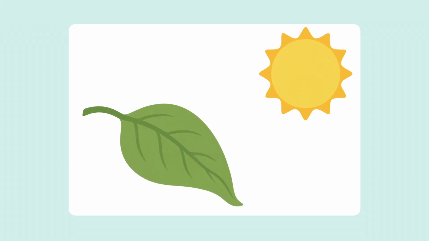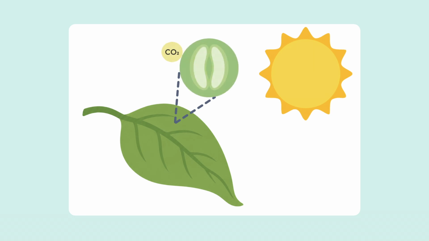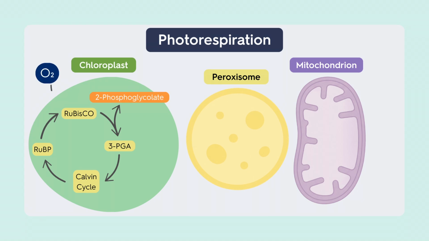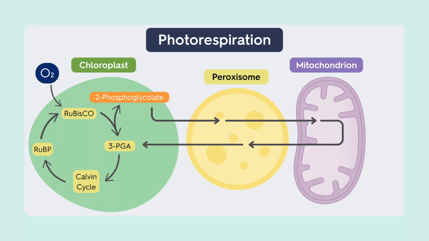Let's apply this to a real example. Imagine a leaf during a hot afternoon. The stomata narrow to conserve water, carbon dioxide falls, and oxygen is more likely to meet RuBisCO. The plant then recycles the 2-carbon product through several steps. And during that process, carbon dioxide is released. That light-dependent release of carbon dioxide is what we call photorespiration.